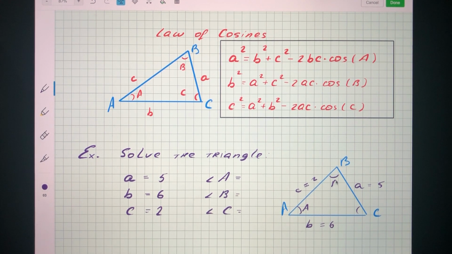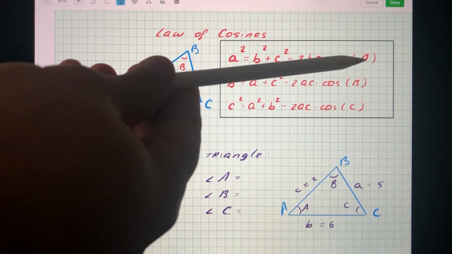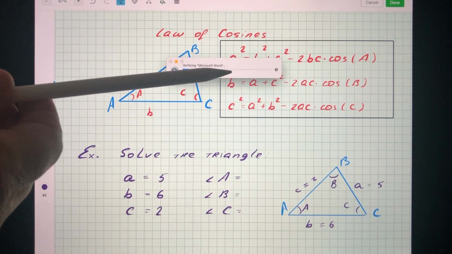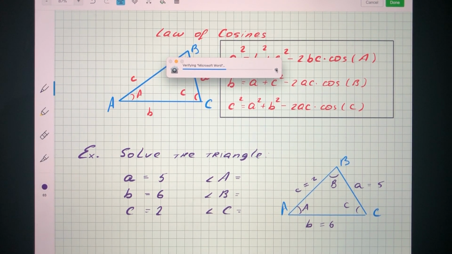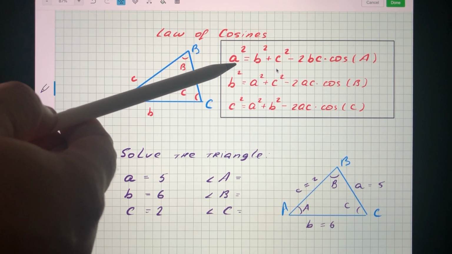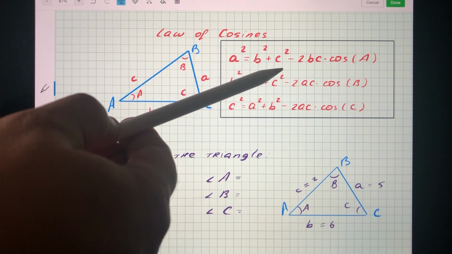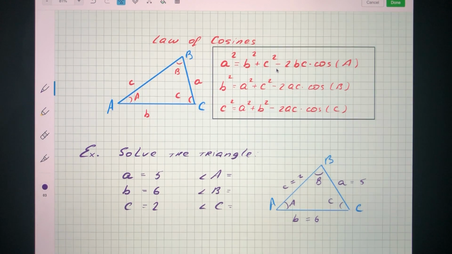We know that all the angles will add to 180, but that's not going to help us right now because we don't have any of them. So first we need to use the law of cosines to find at least one missing angle. So let's find the angle A. To find the angle A, we need the sides A, B, and C. We have all of it. So let's put that information in our formula and see if we can get the angle A.